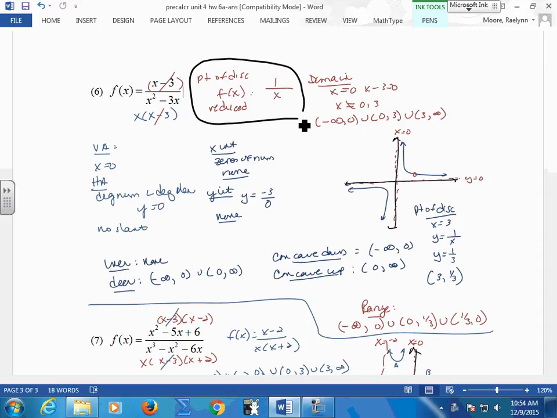So we found our domain. It can't use 0. It can't use 3. So we remove it from the domain. You're not going to be able to do the range until later, because if you have a point of discontinuity, you have an asymptote, you haven't seen it yet, you're not going to be able to do that till the end. So then we walk through your sheet. Vertical asymptotes, whatever is left in my denominator. So x is equal to 0.